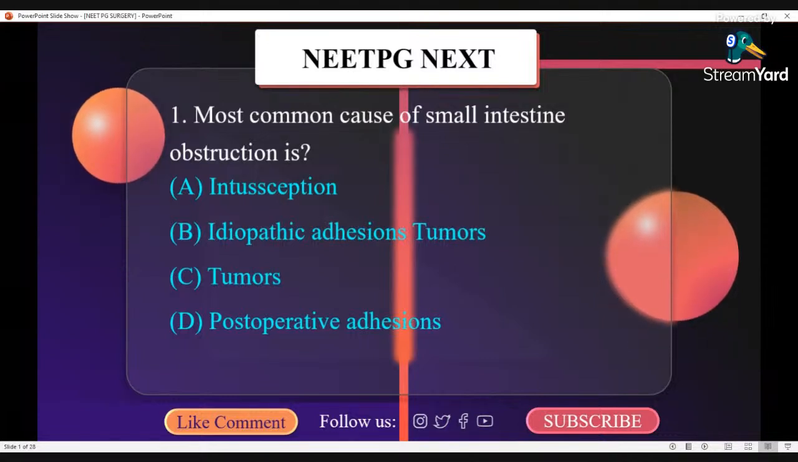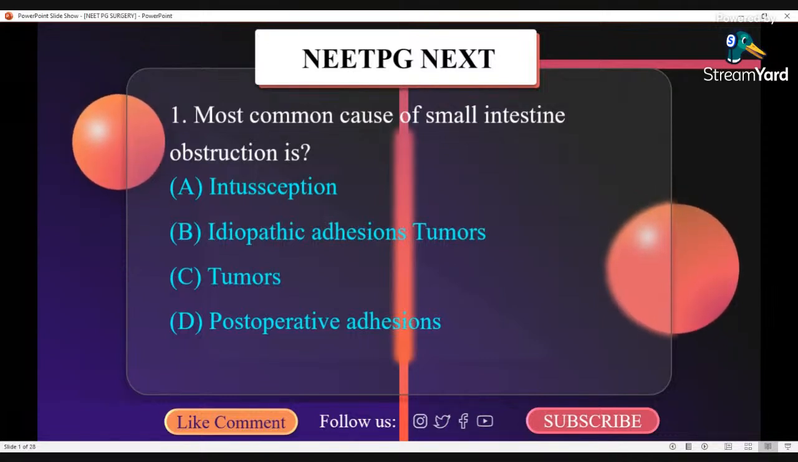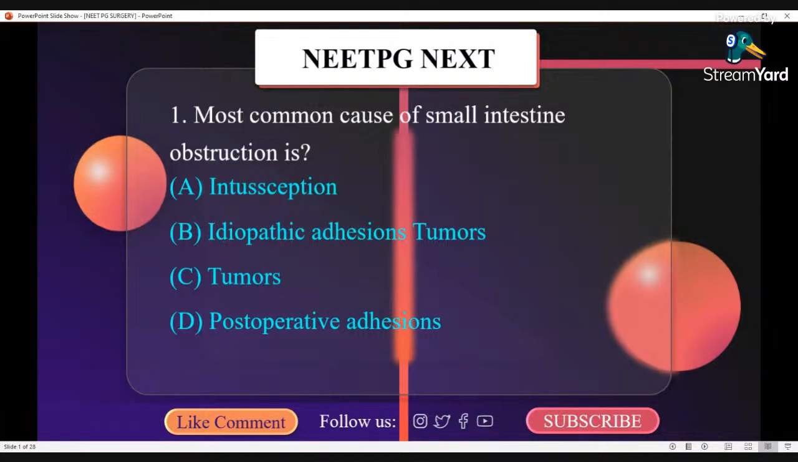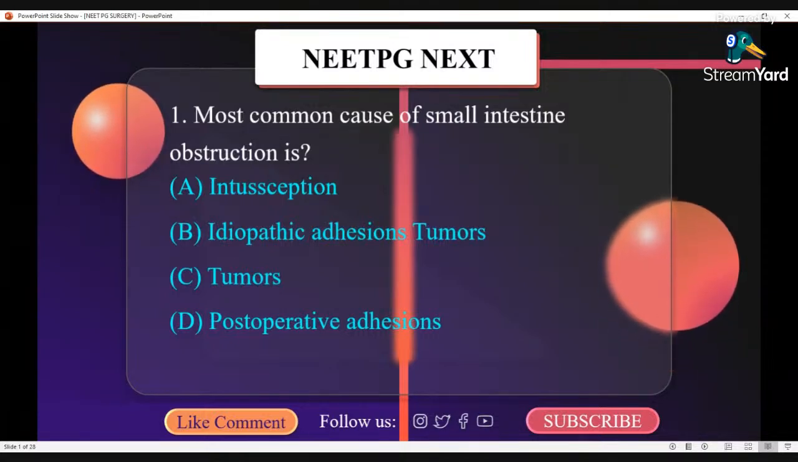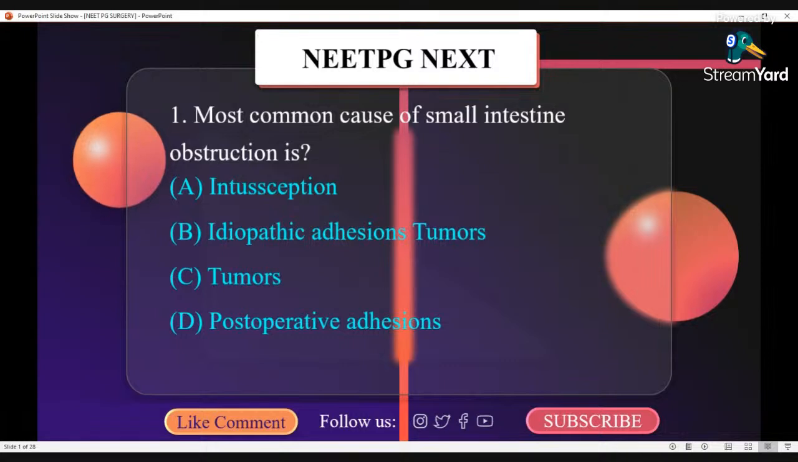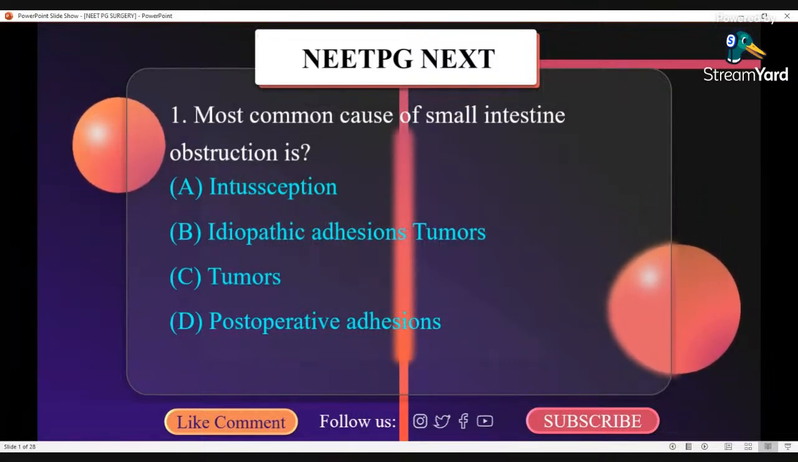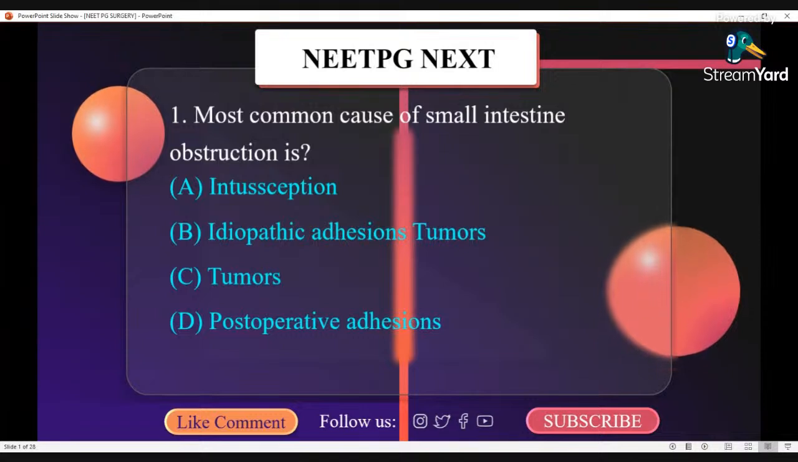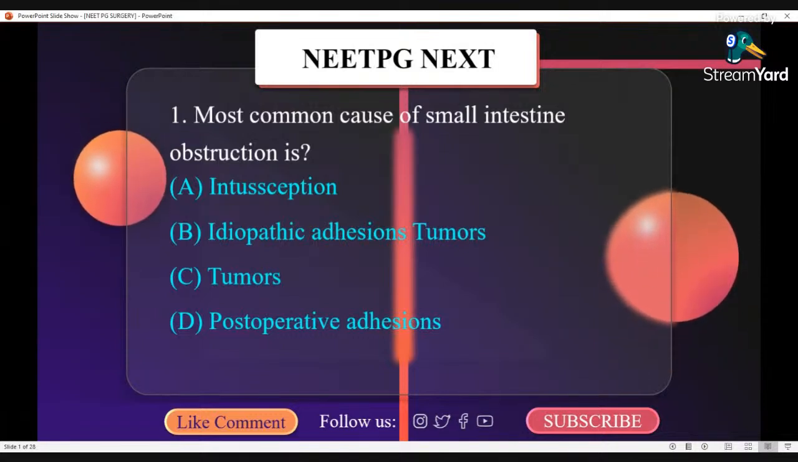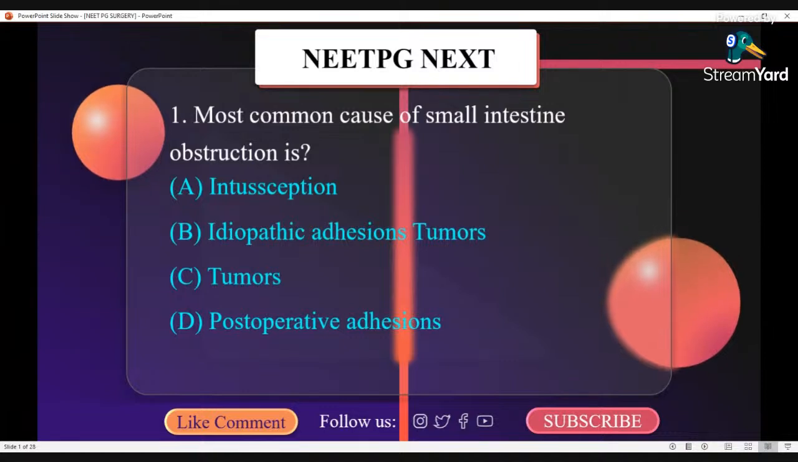Most common cause of small intestinal obstruction is A. Intussusception. B. Idiopathic adhesions. C. Tumors. D. Postoperative adhesions. What do you think the correct answer here is? Please type in the chat box. If you know the answer, please type in the chat box and why the option is correct.